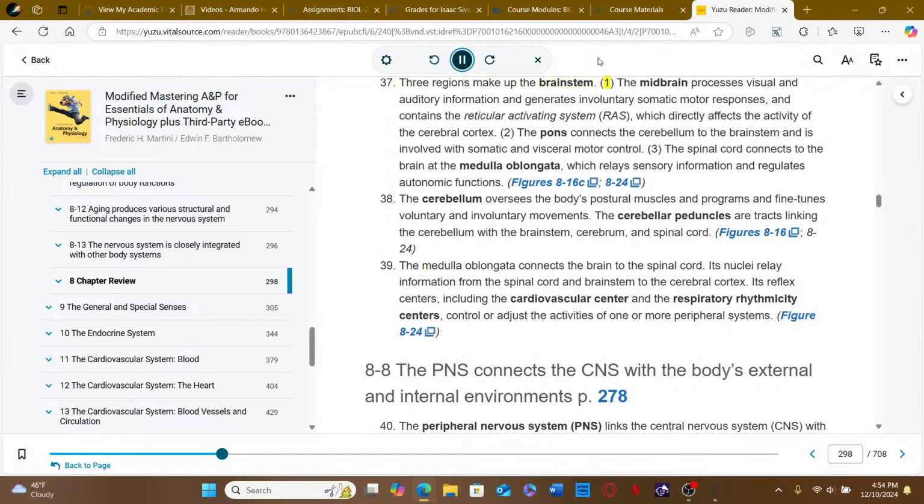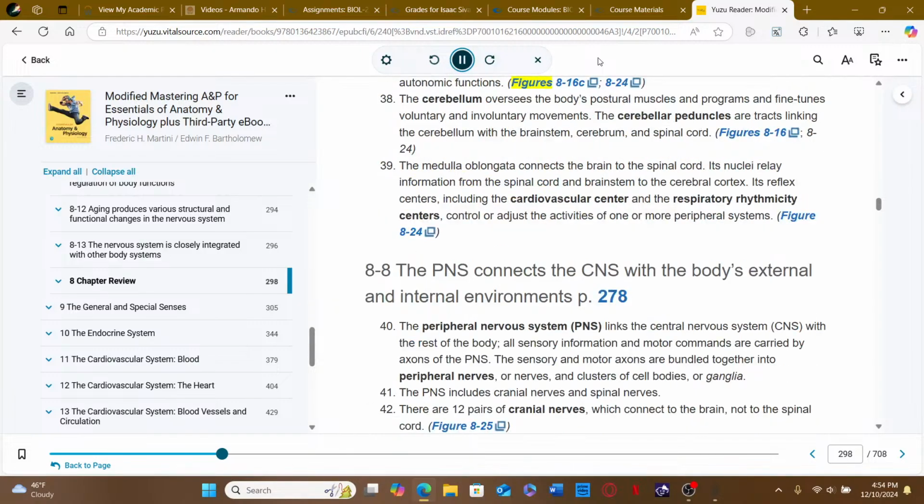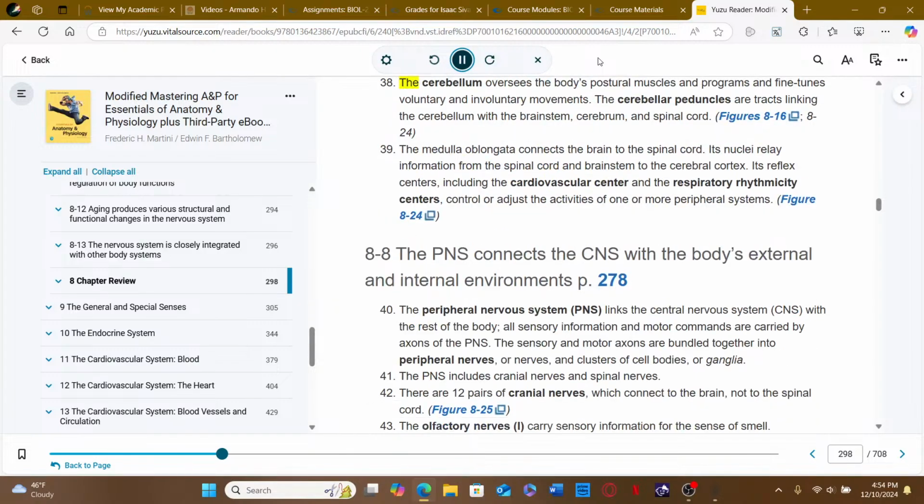Three regions make up the brainstem. 1. The midbrain processes visual and auditory information and generates involuntary somatic motor responses, and contains a reticular activating system, RAS, which directly affects the activity of the cerebral cortex. 2. The pons connects the cerebellum to the brainstem and is involved with somatic and visceral motor control. 3. The spinal cord connects to the brain at the medulla oblongata, which relays sensory information and regulates autonomic functions. Figures 8-16c, 8-24.